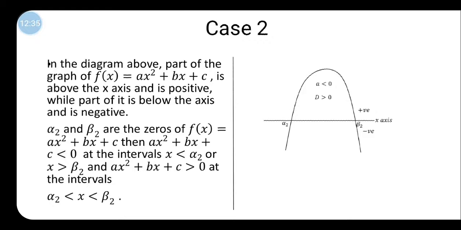And before alpha 2 and after beta 2, the values of the graph are below the x-axis, and that means they are negative. So if they say the relation, you should find the solution set for which the values are positive, that is greater than 0, you are going to pick the ones above. And when you say below the x-axis, less than 0, you are going to pick the values below. Okay, an example will make it clearer.